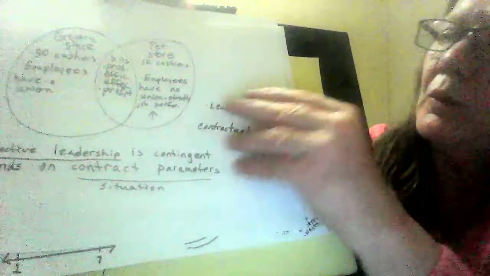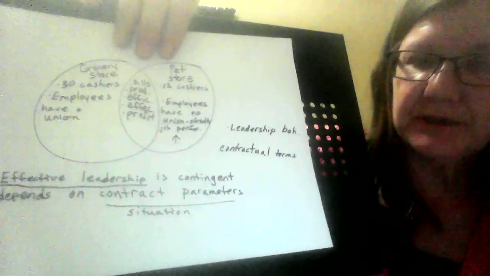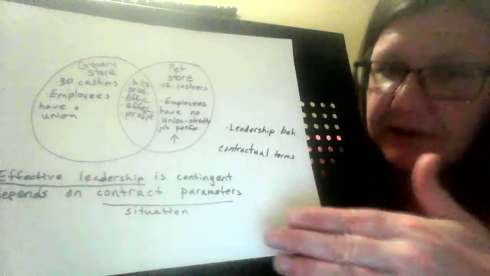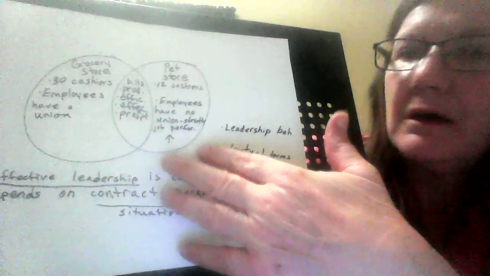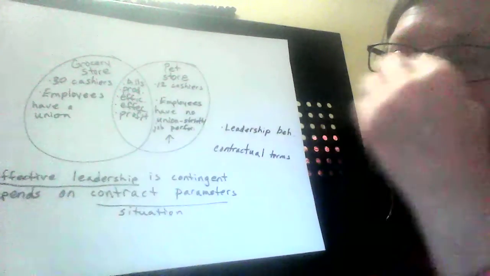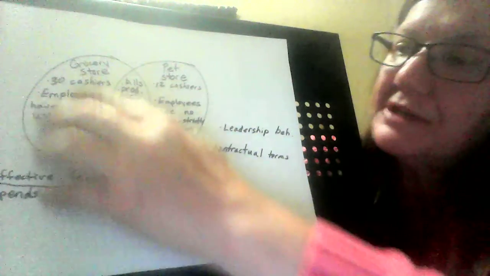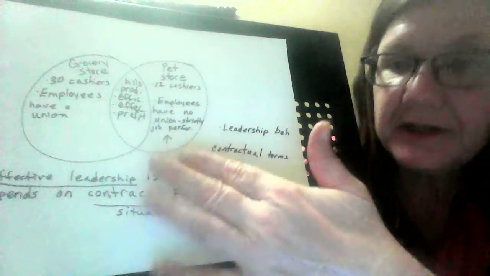So what I did was, after I figured out the continuum and the path goal, I went back because I really wanted to understand contingency. So I put the two different organizations on a Venn diagram, and I talked about, on one side, the things that were different between a grocery store and a pet store, and the middle circles are the things that are the same.